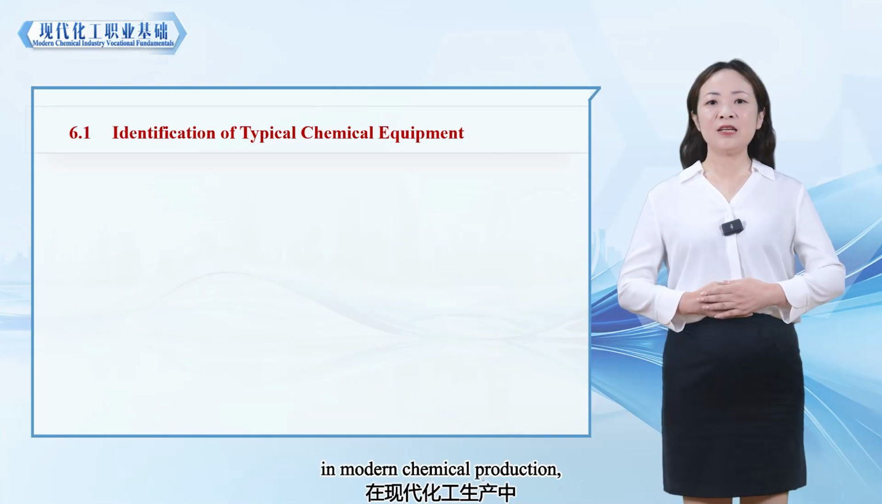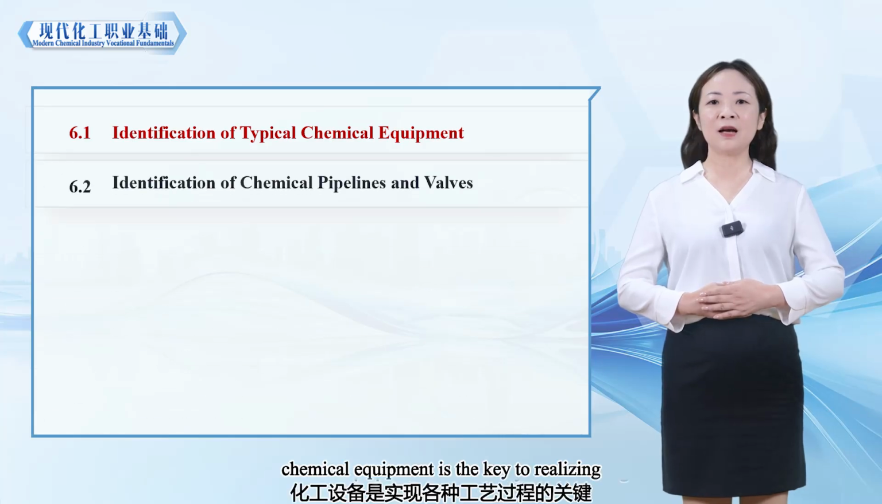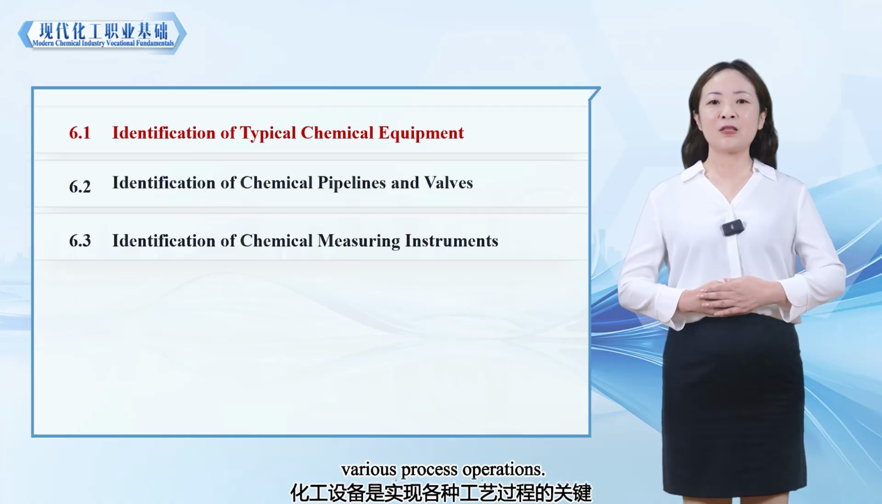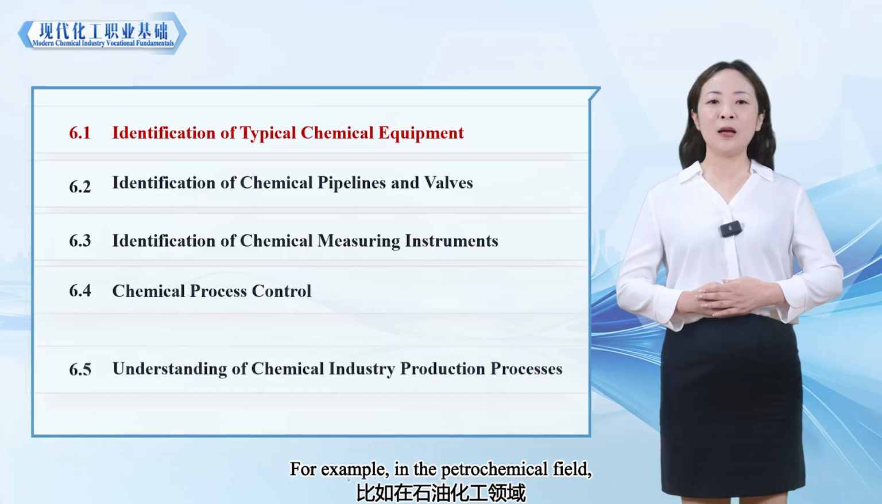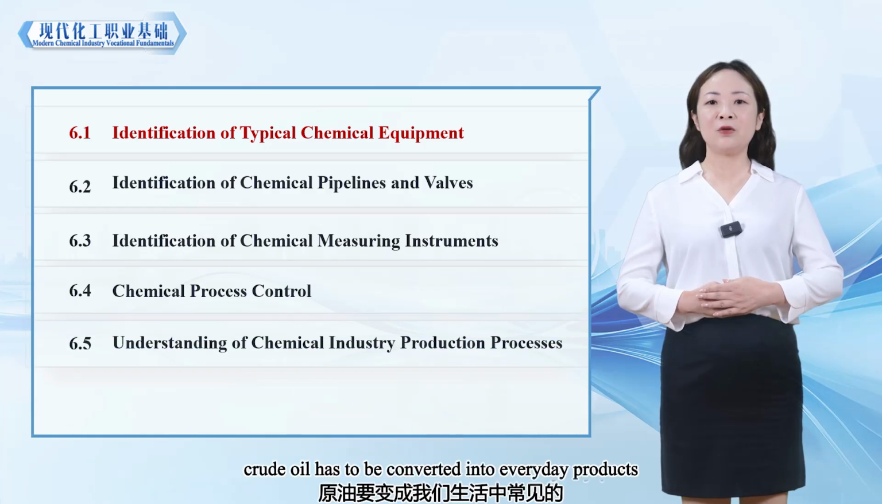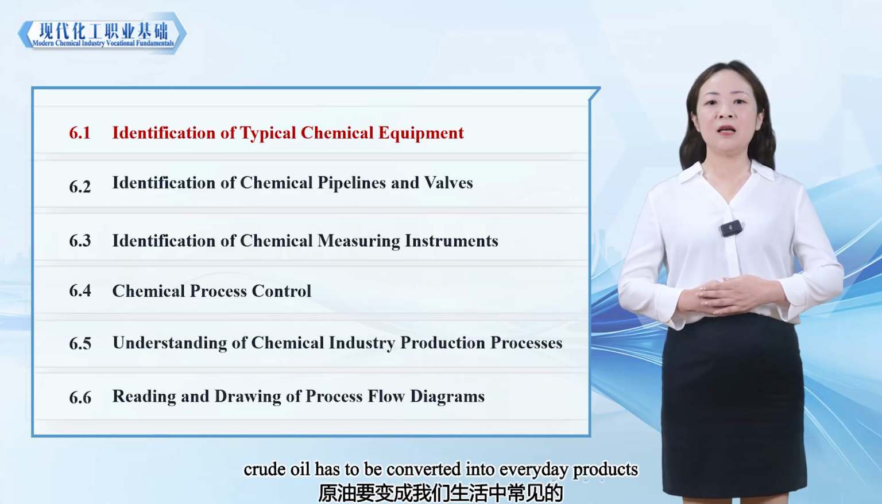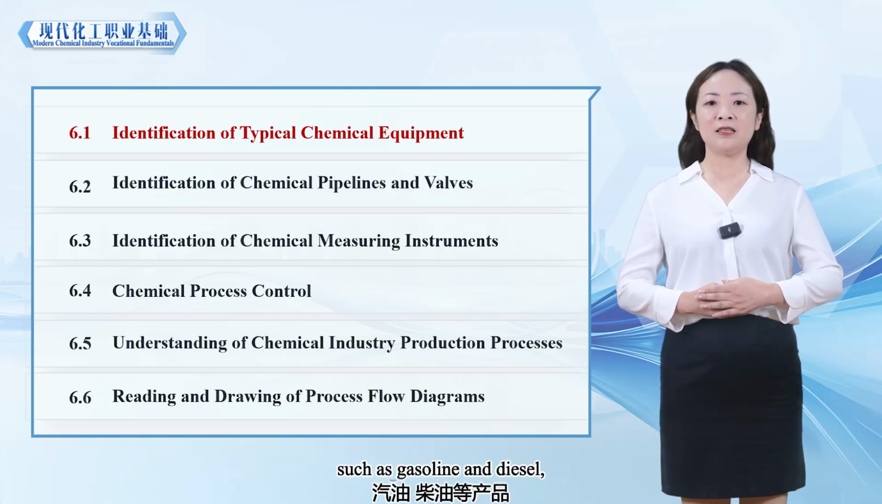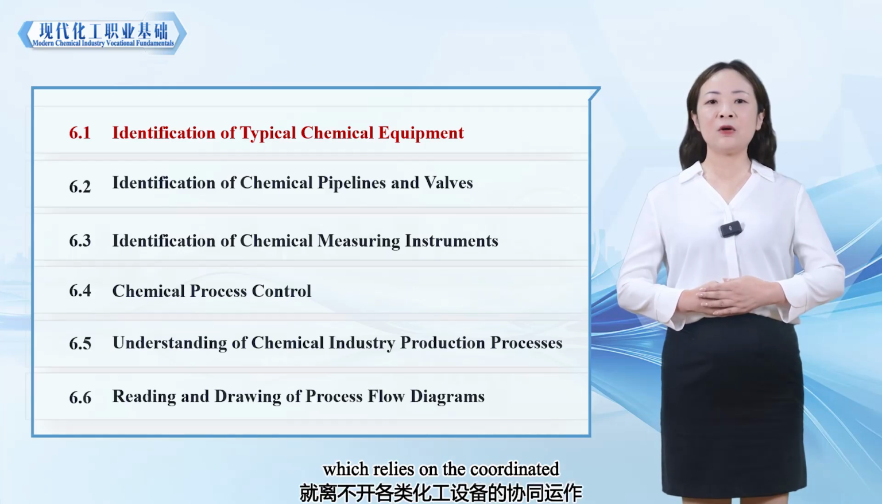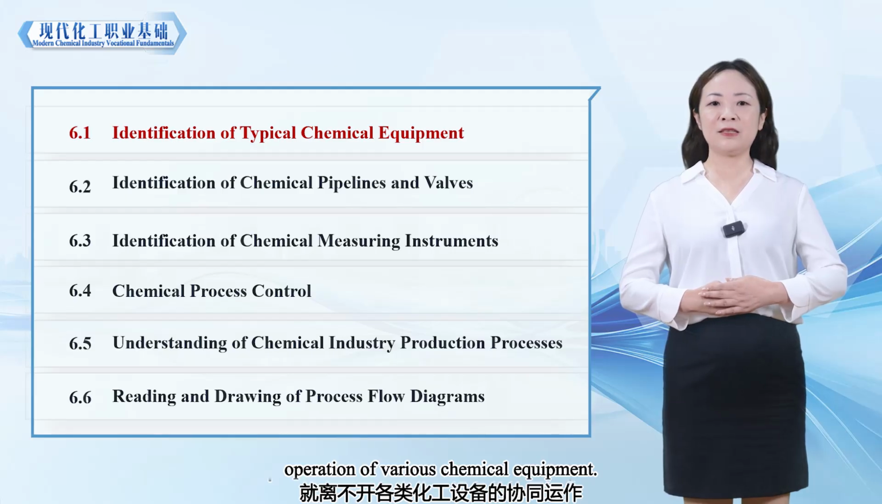Students, in modern chemical production, chemical equipment is the key to realizing various process operations. For example, in the petrochemical field, crude oil has to be converted into everyday products, such as gasoline and diesel, which relies on the coordinated operation of various chemical equipment.